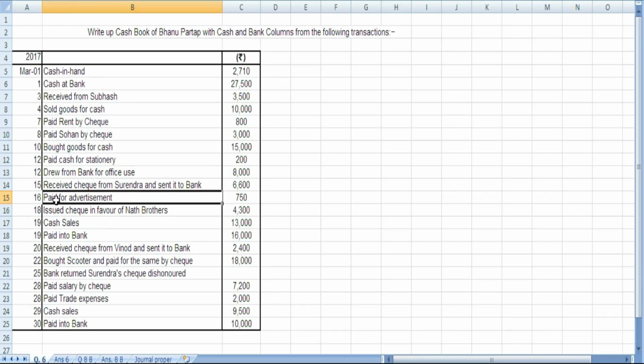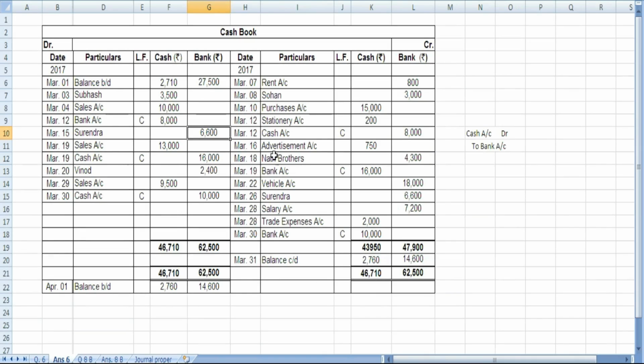Next, March 16 paid for advertisement 750. Now since advertisement is an expense, so debit the expense by advertisement account, and in the cash column, since nothing is written, we'll assume it is a cash payment, so 750.